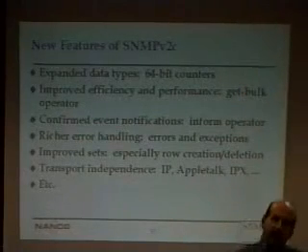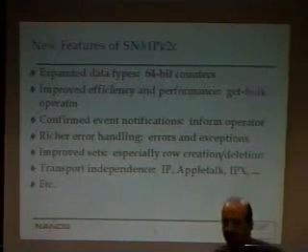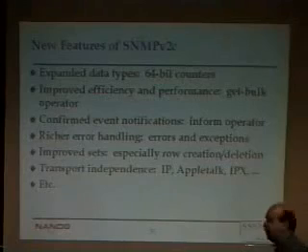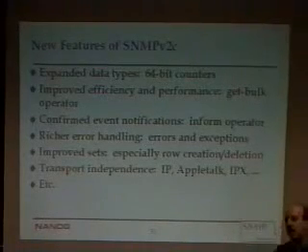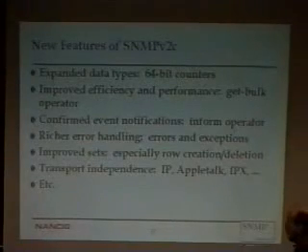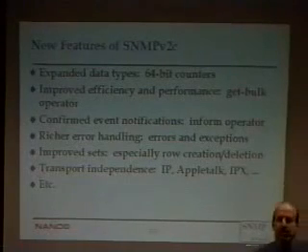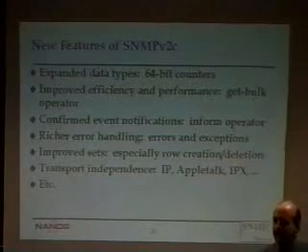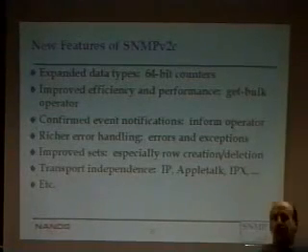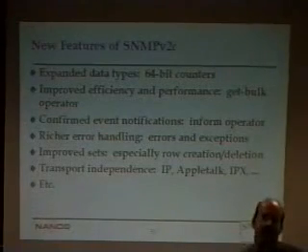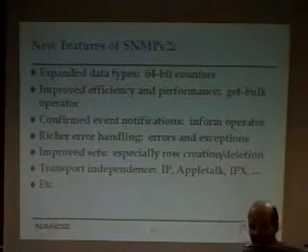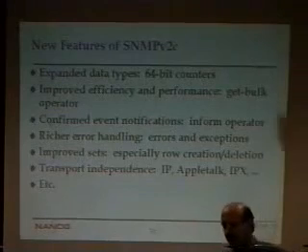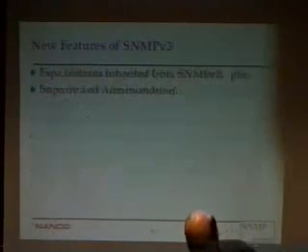and the pieces within the protocol have evolved independently from one another. So then, what are some of the new features of SNMP v2c, the second version of the protocol? Added some new data types like 64-bit counters, got some improved efficiency and performance through a new get bulk operator where we can retrieve large blocks of data rapidly and efficiently. In SNMP version 1, the only thing that we had in terms of the notification was the trap, and the algorithm there was to send it and hope it got there. In SNMP version 2, a new inform operator was added, which is basically a trap with an acknowledgement and a retry mechanism. Added richer error handling for errors and exceptions, improved sets for row creation and deletion, and that transport independence that I talked about.